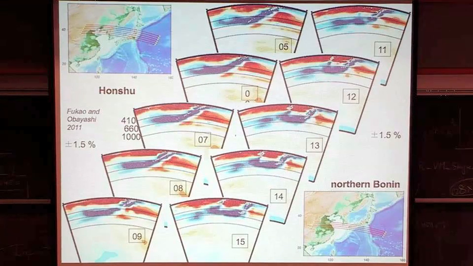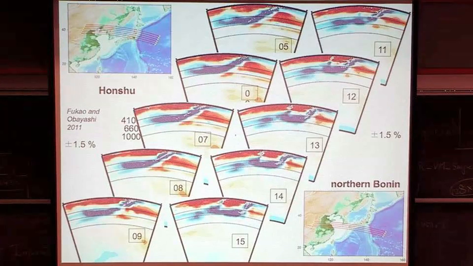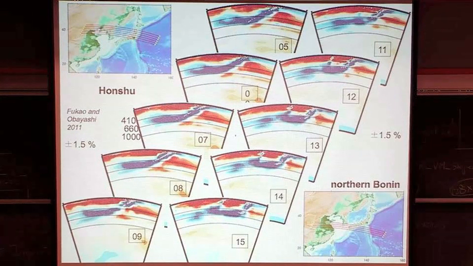And so this is just an illustration of a recent model by the Fukao group of cross sections across Honshu and northern Bonin. So these are the Honshu sections, these are the northern Bonin, which show the subduction, what happens to the subducted slab in this region, which seem to indicate, as Adam stressed on Tuesday, that there doesn't seem to be much going on below 660. This is 660. This is 1,000 kilometers.